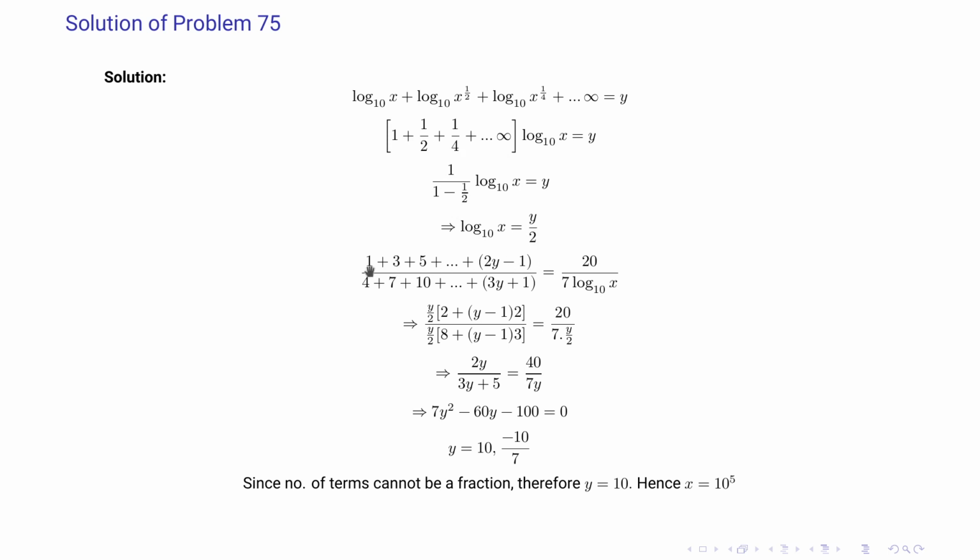If you observe carefully, the terms 1, 3 and 5 are there up to 2y minus 1. So the number of terms would be y. Similarly for the denominator, the number of terms would be y. So the sum can be written as y by 2 into 2a plus n minus 1 into d for an arithmetic progression. So we get this as y by 2 into 2 plus y minus 1 into 2, because 2 is the common difference of the numerator and 1 is the first term. And similarly for the denominator, we can write this as y by 2 into 4 into 2, that is 8, plus y.